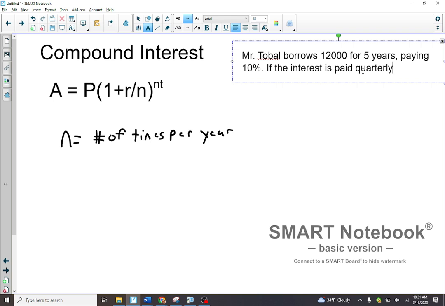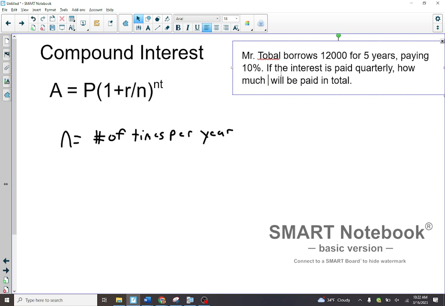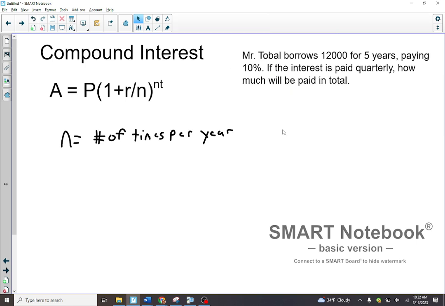If the interest is paid quarterly, how much will be paid in total? So we're going to do the principal amount. Oh, this is not interest actually. How much will be paid in total actually? Not interest, just everything.